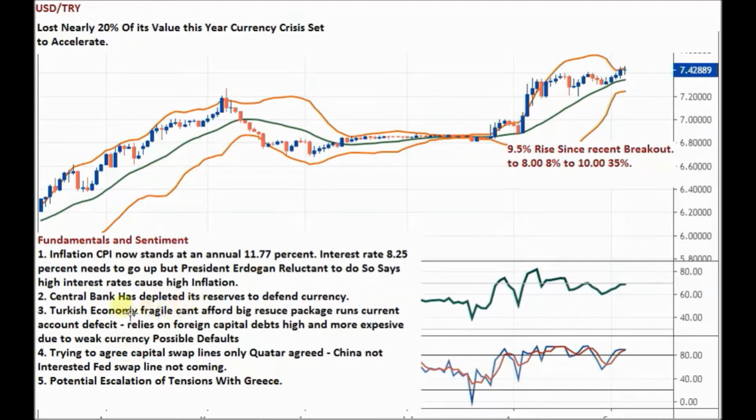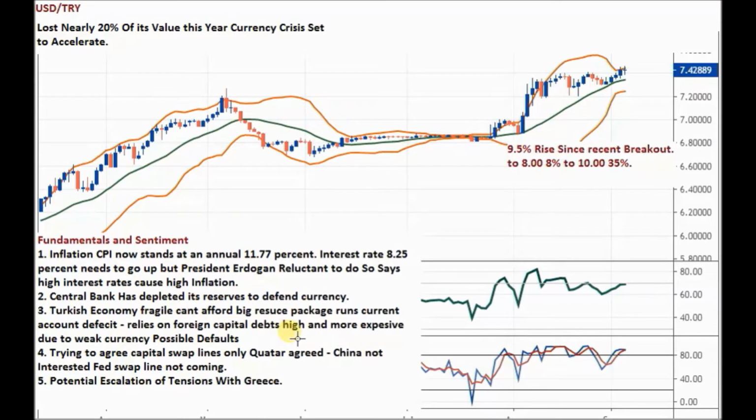Now, the central bank has depleted its reserves to defend the currency. So as the USD goes up, they lack the power to basically intervene and push the USD back down. They've just run down their reserves so much. Now, the Turkish economy is fragile anyway. It can't afford a big rescue package, let's say like the EU or Eurozone or the UK or the US. It runs a current account deficit, okay? It relies on foreign capital coming in to the country.